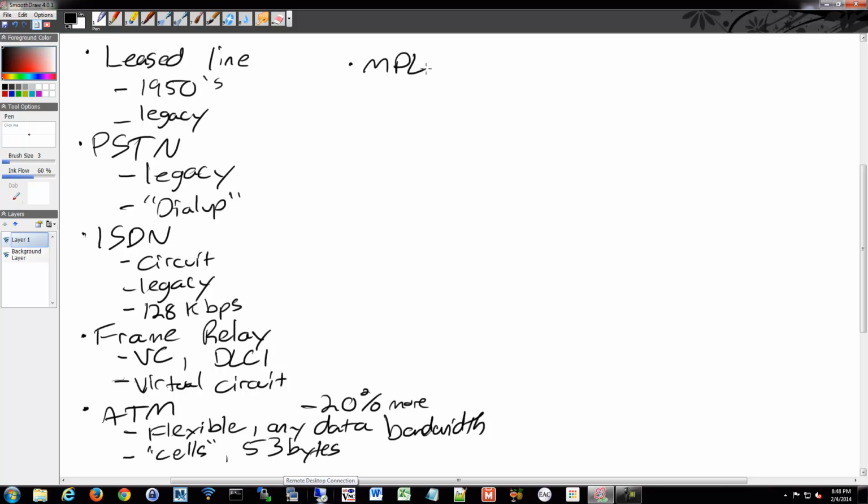MPLS, which is probably the most talked about nowadays. Multi-protocol label switching, so it kind of takes over for a lot of the functionality of ATM, and it can carry anything, including ATM itself. So it can carry any traffic, and MPLS can carry ATM, frame relay, anything. That's the whole point of the whole multi-protocol methodology. It'll label those as needed to get across the media.